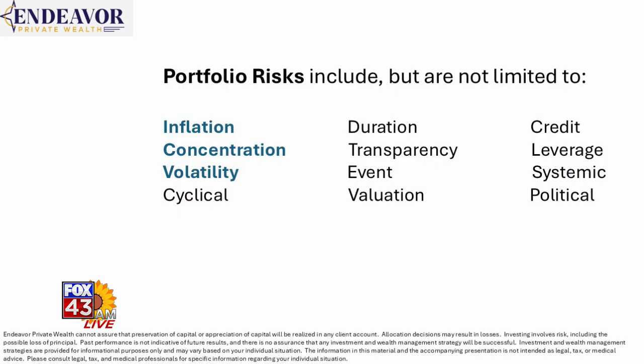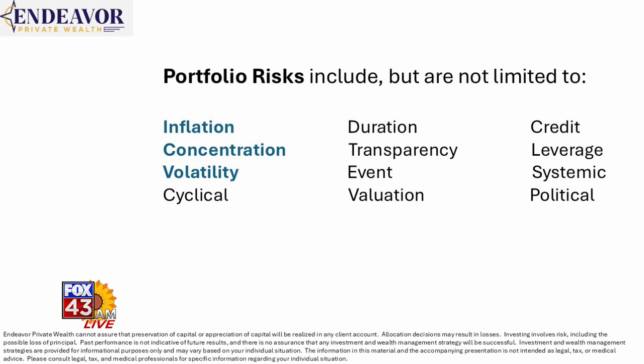What are some examples of portfolio risks? There are many types of portfolio risks, too numerous for us to cover in our allotted time. But let's consider these three examples: inflation, concentration, and volatility risk. Inflation risk, of course, has been getting lots of attention. It's the loss of our purchasing power reflected in higher costs for goods and services over time.